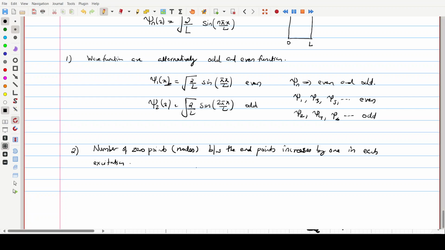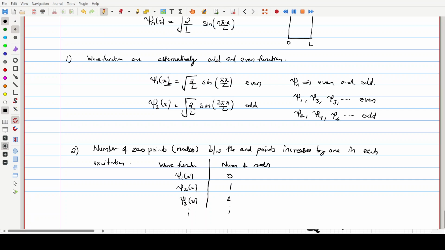This we have also seen. So if the wave function and the number of nodes in between, for psi 1 of x there is no node, and for psi 2 of x we have one node, and for psi 3 of x we have two nodes, and so on. For each excitation the number of nodes increases by 1.